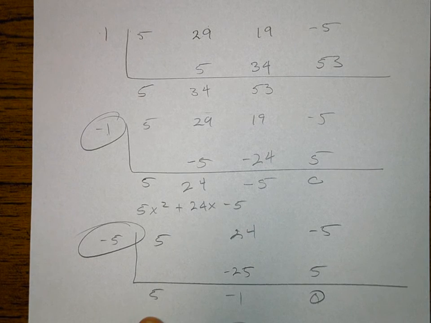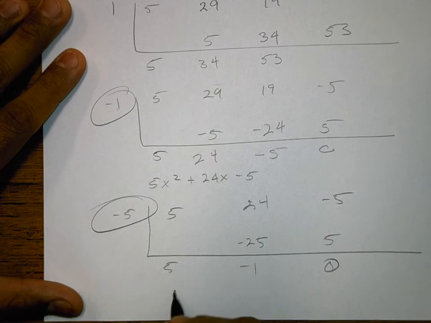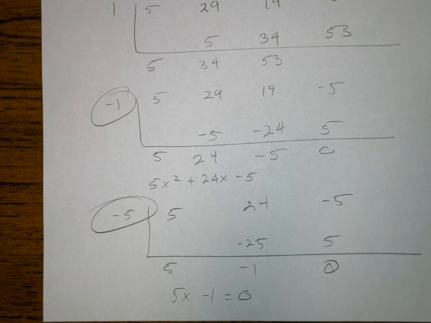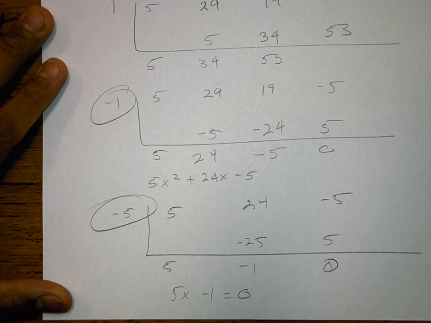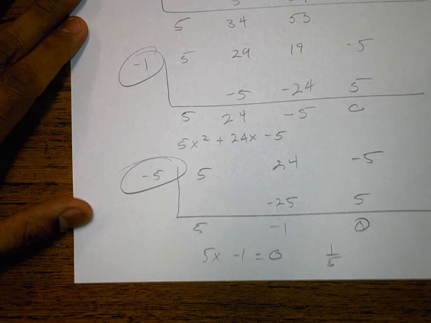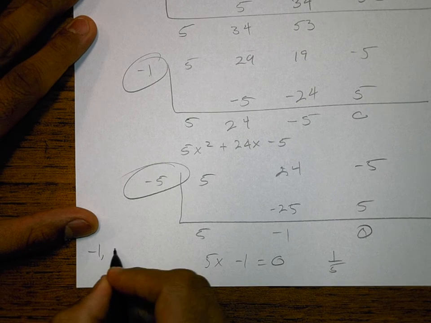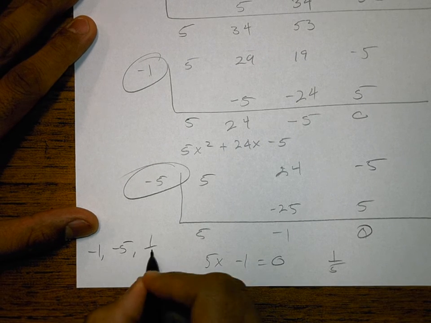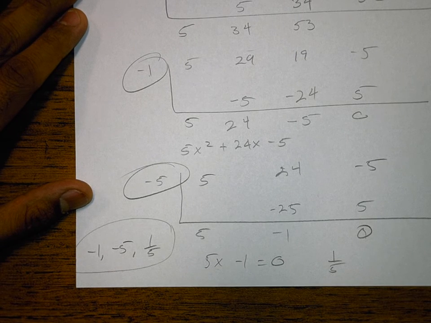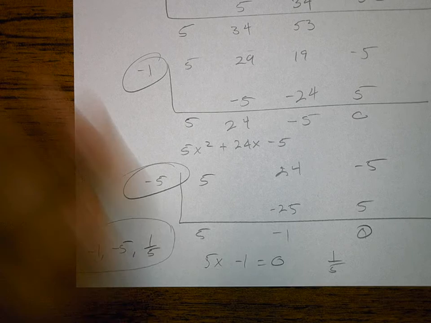So look what I have here. So what I've got, this is just 5x minus 1. I'm just going to go ahead and set that equal to 0 and find the root. And if I do that, I'd add a 1 to both sides, and it'd be positive 1/5. So the answers are negative 1, negative 5, and 1/5. Those are all the places that the function would cross the x-axis.